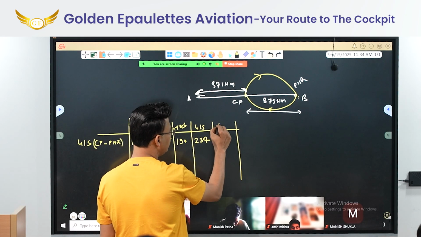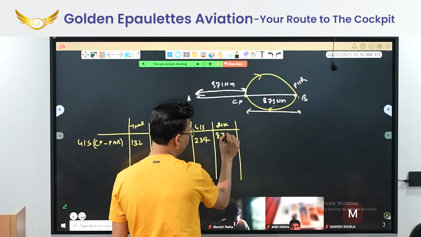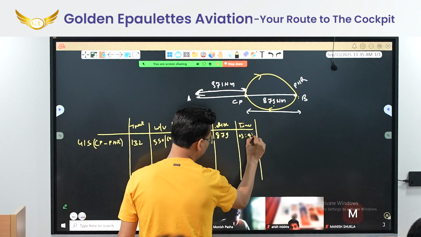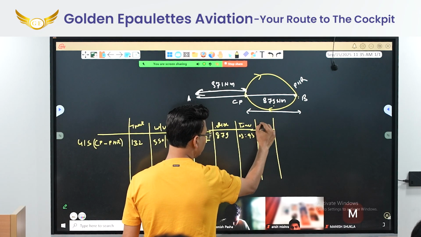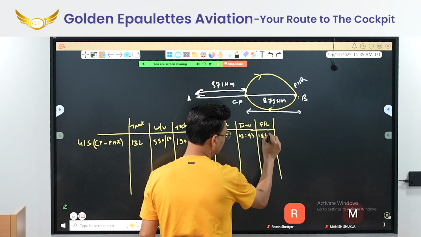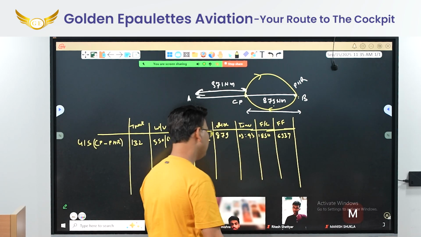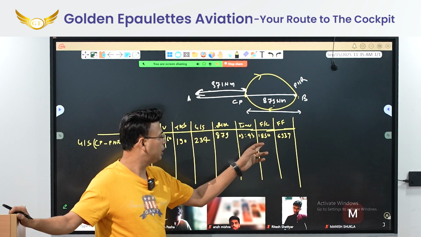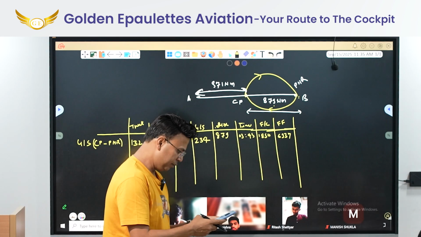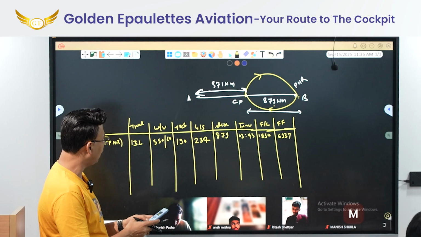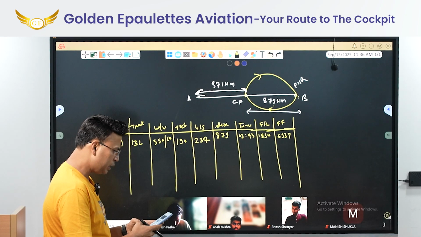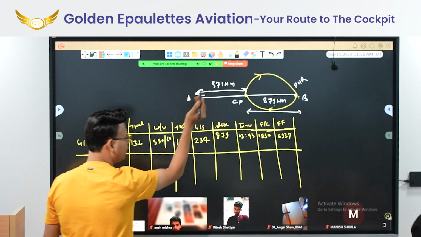Now distance, what is the distance left? 879. Ground speed you have, distance you have. What time will you take? 3 hours 45 minutes. Time you have, fuel consumption. Which fuel consumption will you take, full or reduced? Full, 1850. So total fuel consumed would be 6937. Time is 3 hours 45, fuel consumption full 1850. 45 into 1850, 6937.5.